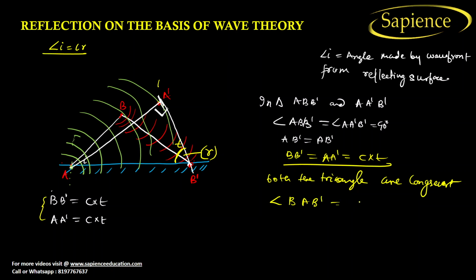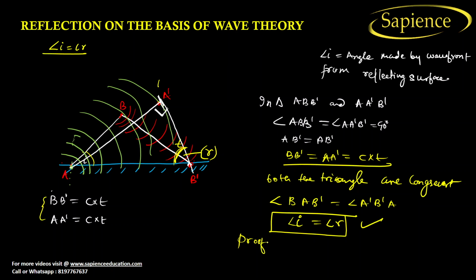If both triangles are congruent, we can definitely say that the angle BAB dash is equal to angle A dash B dash A. So both angles will be the same, and this is equal to I, and this is equal to angle R. So this is the behavior, and this is the proof of the laws of reflection. I hope you have understood this, right?